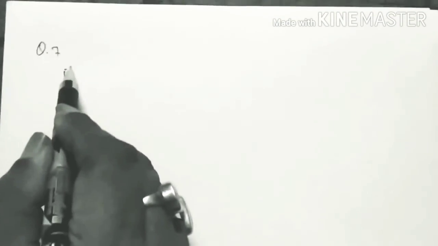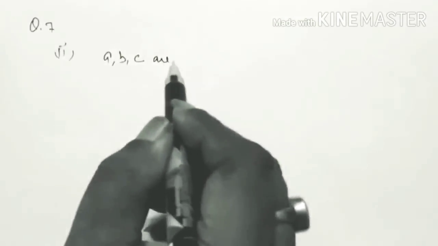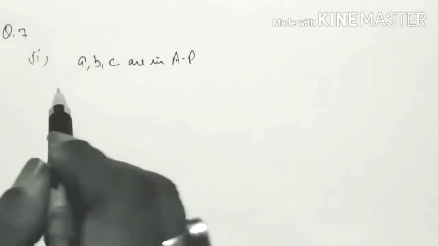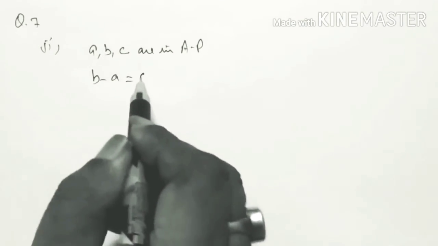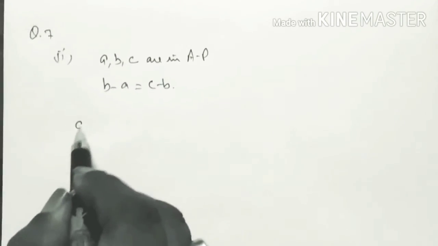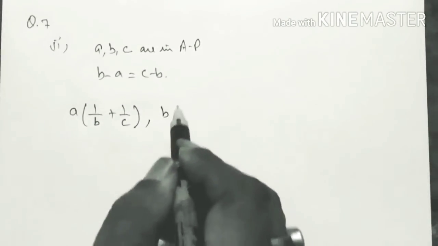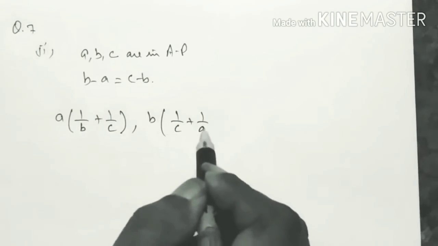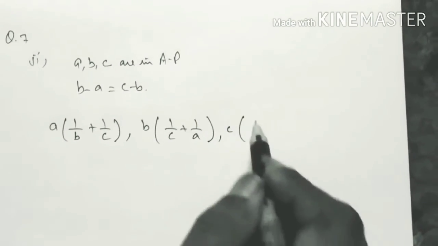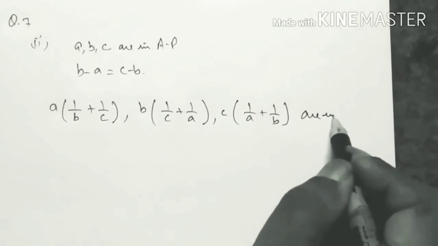Question number 7, again second question. See, question 7. It is given to you that A, B, C are in AP. Therefore, B minus A is equal to C minus B. This is given to you. You have to prove that A bracket 1 by B plus 1 by C, B bracket 1 by C plus 1 by A, C bracket 1 by A plus 1 by B are in AP. You have to prove this.